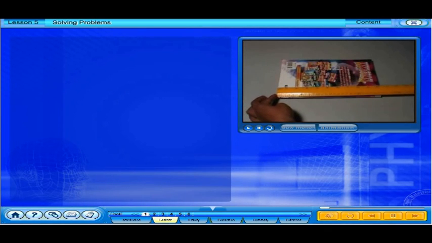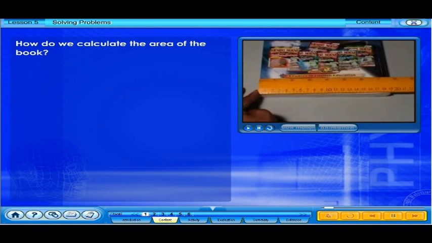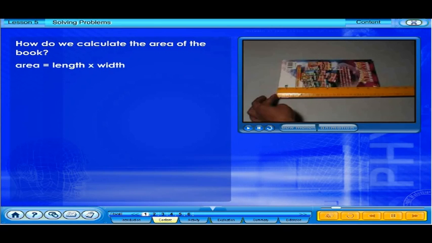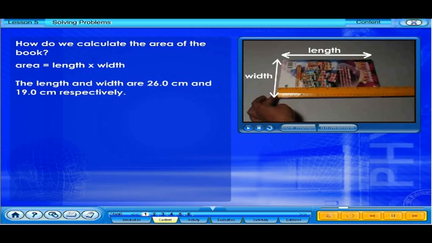Observe the students taking the measurements. How do we calculate the area of the book? Area equals length times width. The length and width are 26.0 centimeters and 19.0 centimeters respectively. What is the area of the book? Area is equal to 494.0 centimeters squared.